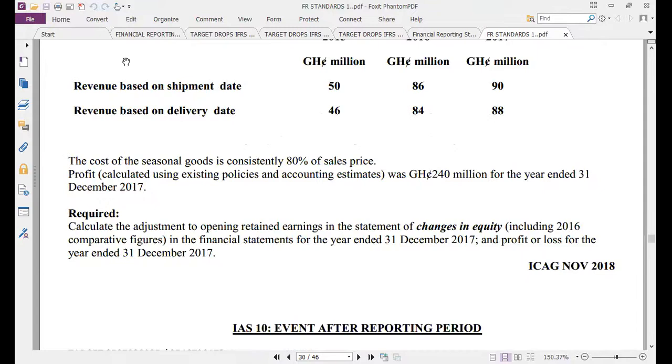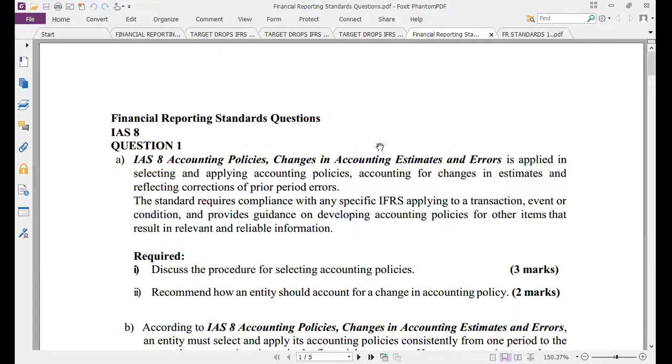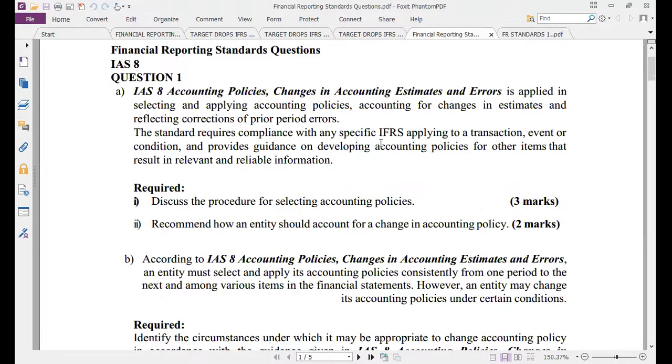That is all. So on that note, we are done with IAS 8, that is accounting policies, changes in accounting estimates, and errors. We've gone through a lot of questions, starting from the theory section and going through the calculations. So if they should drop it, you are fine.